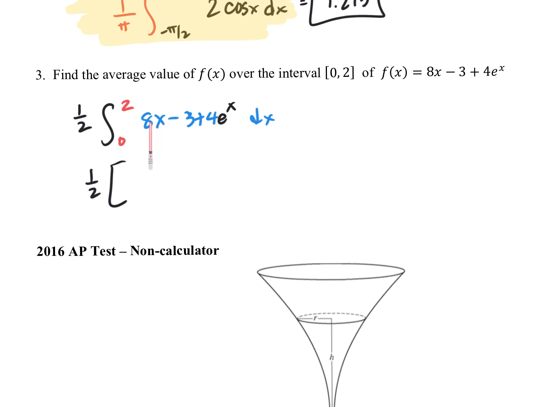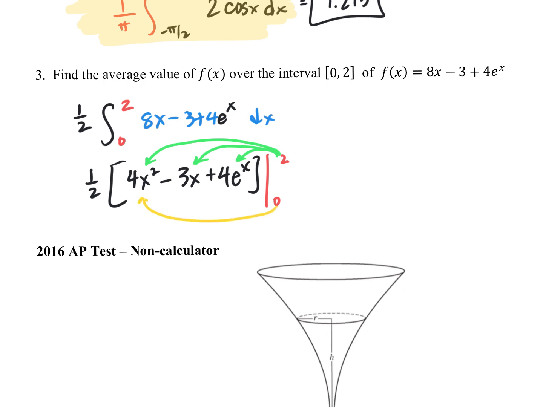Antiderivative of 8x. 4x squared. 8x squared over 2 exactly is going to get me 4x squared. Minus 3x. Antiderivative of 4e to the x. We love e to the x. From 0 to 2. This is free response. Do we need to simplify it? No. Let's just plug those in and leave it. Who cares?